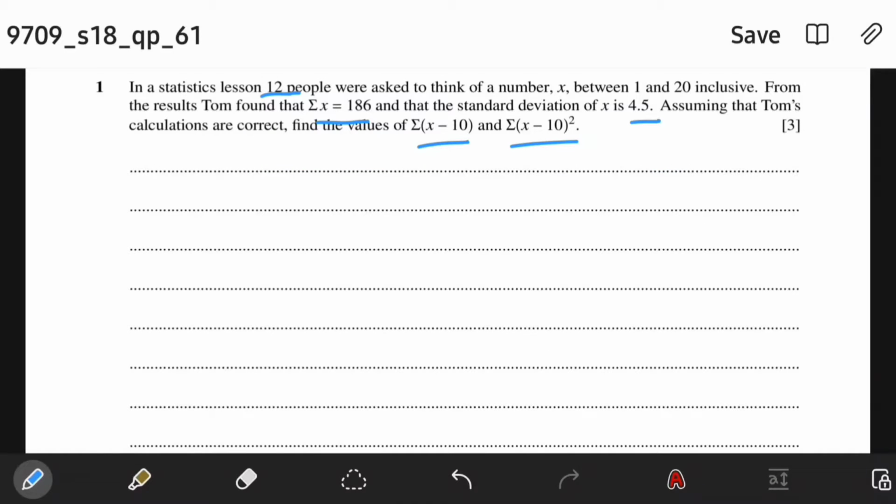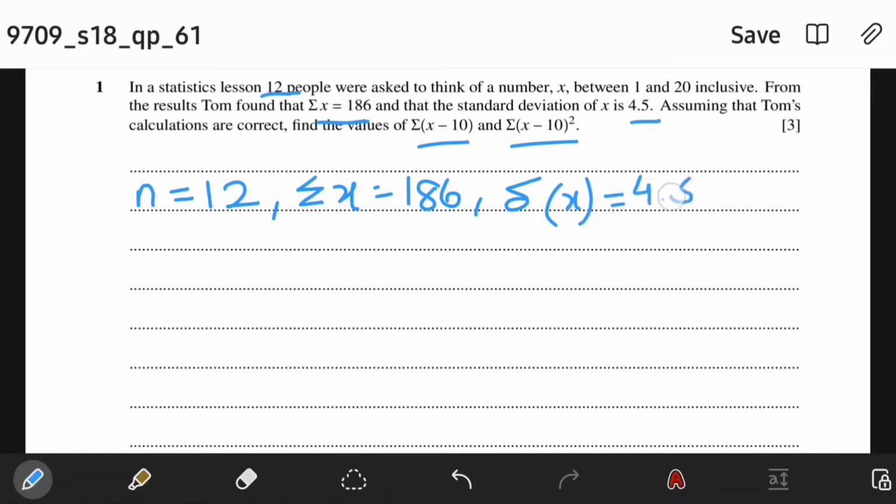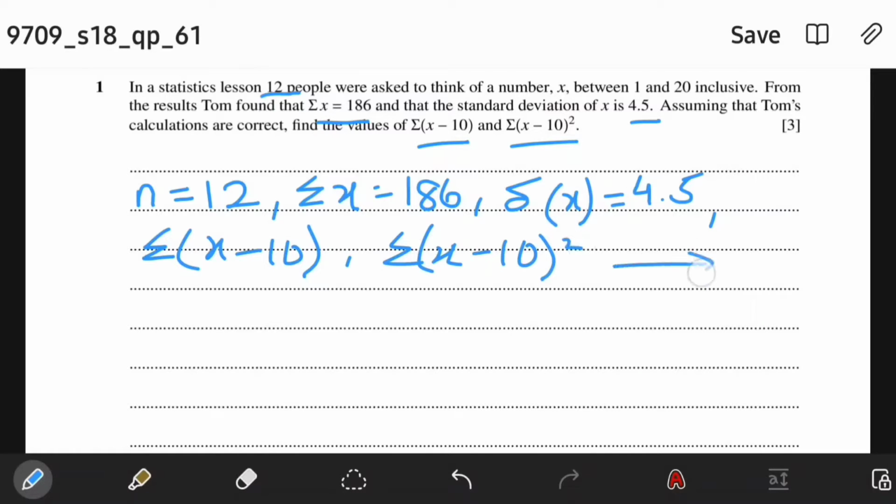Firstly, let's write all the information that has been given to us collectively so that it's easier to work out. So the number is given, and then summation x is given, which is 186, and standard deviation of x is also given as 4.5. Also, summation of x minus 10 and summation of x minus 10 squared is to be found out.